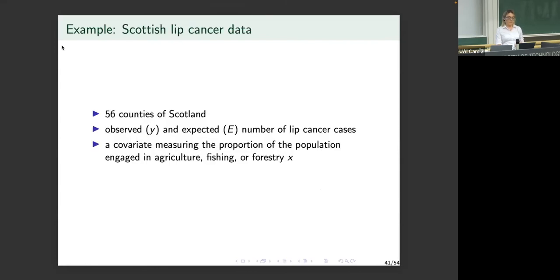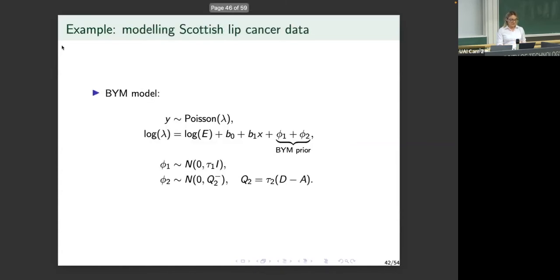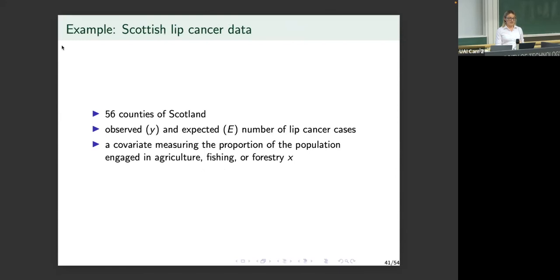So how about some real life examples? Scottish lip cancer is not actually a real life example. Well, it was a really long time ago. By now, this is just a benchmark data set. This is the MNIST of spatial epidemiology, if you want. And what is the model that is normally used? We model the number of cancer cases in 56 counties of Scotland.